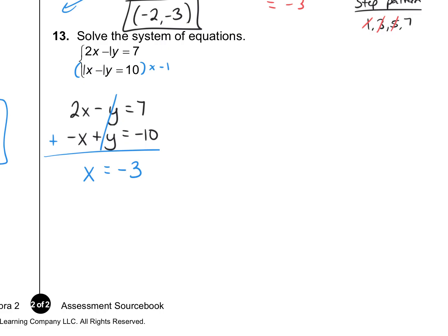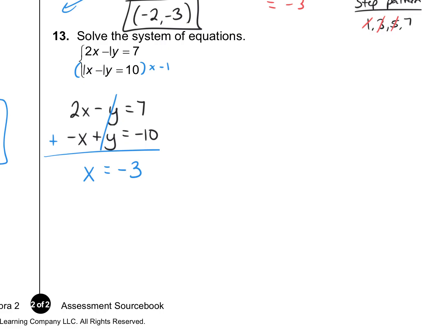Could you have changed the x's if you wanted to? Yes. Does it matter what you change? No, it doesn't. As long as you get something to cancel out and you do it correctly, you should still get the same answer no matter what way you went. Once I have the x value, is this my answer? No, what do we have to do? Why do you pick the top one? Really, it doesn't matter which one you pick.